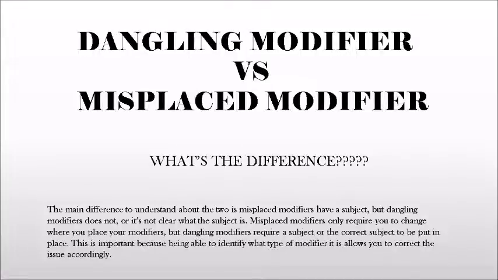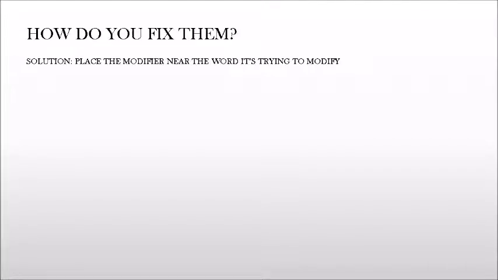Misplaced modifiers only require you to change where you place your modifiers. But dangling modifiers require a subject or the correct subject to be put in place. This is important because being able to identify what type of modifier it is allows you to correct the issue accordingly. So with that being said, how do you go about fixing them? Pretty much what I just said. Place them near the word they're trying to modify, or place them in the correct place.